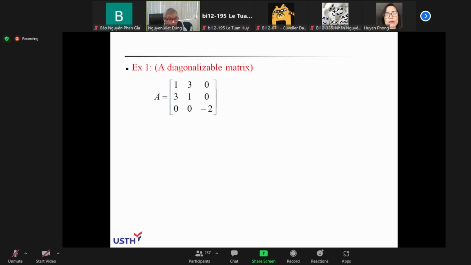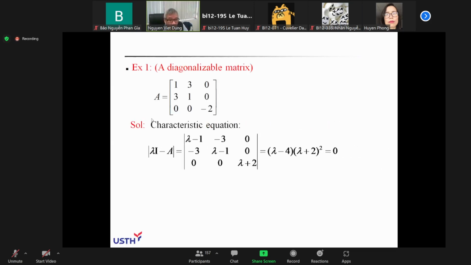And here is an example. We consider the matrix A like that, and the characteristic equation will be something like that. With that, you will have eigenvalues 4, -2, and -2. Now you see here, -2 is one solution of the characteristic equation, but it is counted 2 times. So because of that, it is written like that, -2 and -2.